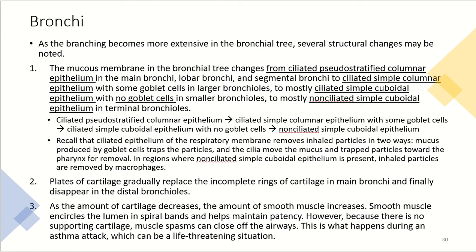As the amount of cartilage decreases, the amount of smooth muscle is going to increase. Smooth muscles that encircle the lumen are going to be in spiral bands, and this is used to help maintain patency. However, because there is no supporting cartilage, muscle spasms can result in a closing off of this air pathway. This happens during an asthma attack, and if bad enough, can be very life-threatening.